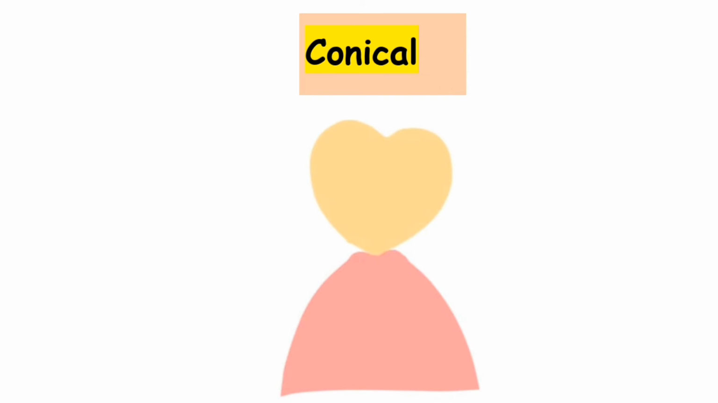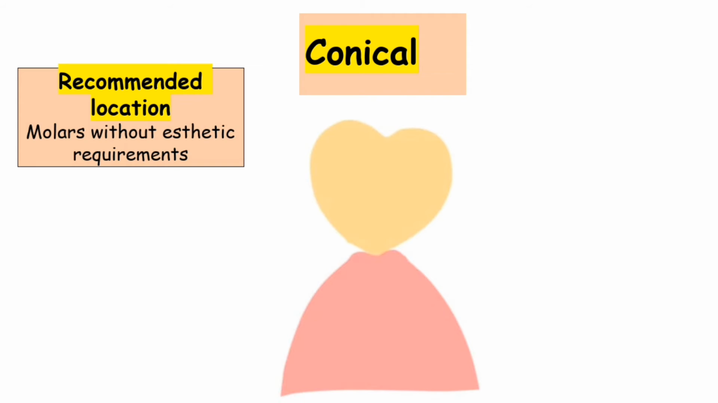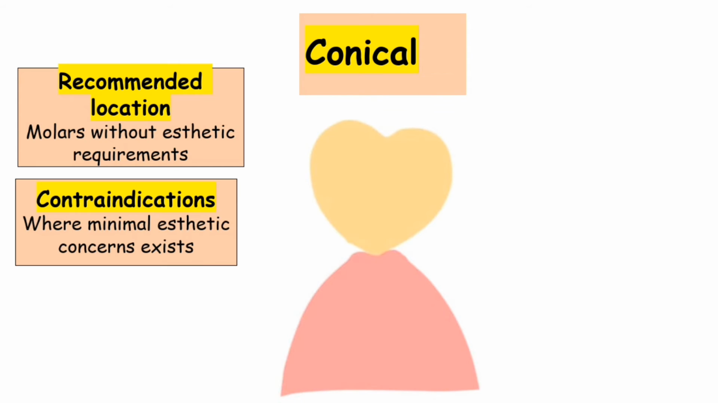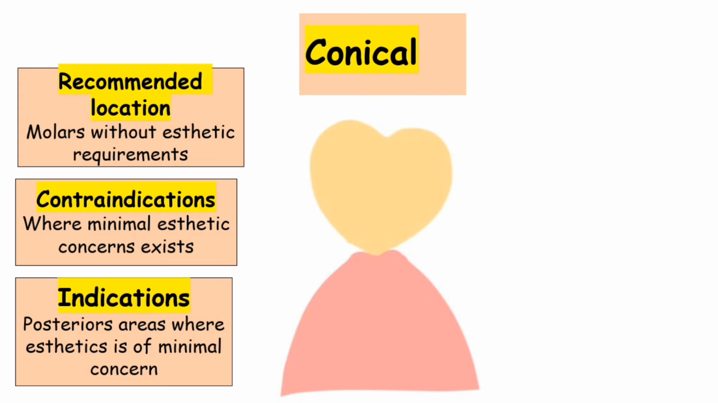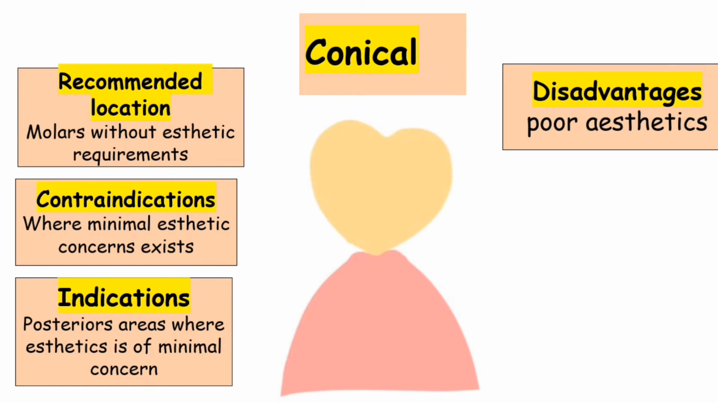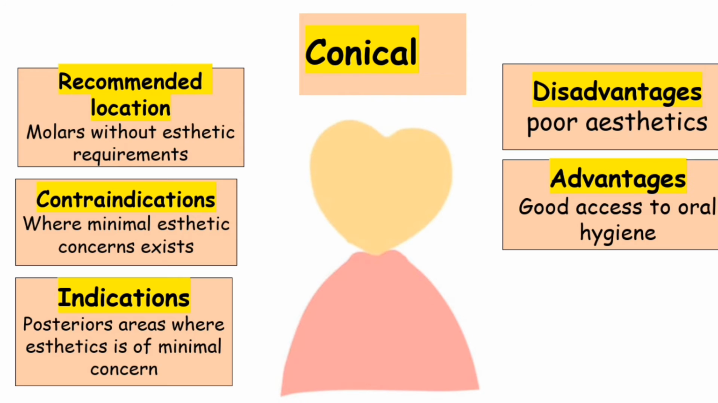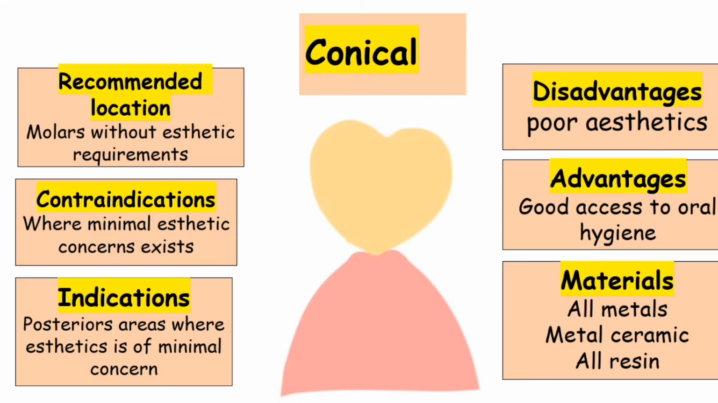The other type is conical, and the recommended location is molars without aesthetic requirements. The contraindications are where more than minimal aesthetic concern exists, and it is indicated usually in posterior areas where aesthetic is of minimal concern. Disadvantages: it has poor aesthetics, and the advantages are good access to oral hygiene. The materials we can use for this type of Pontic fabrication are all metal, metal ceramic, and all resin.